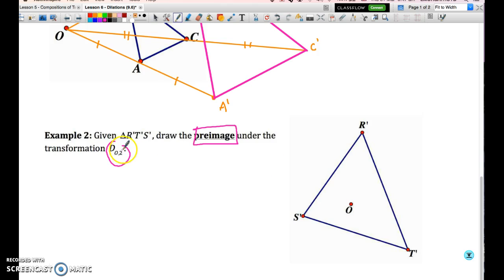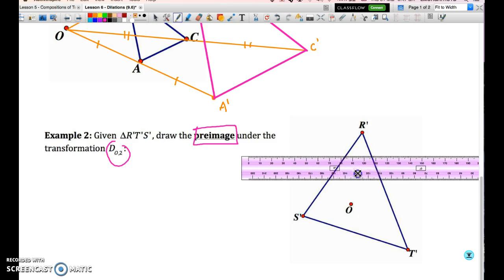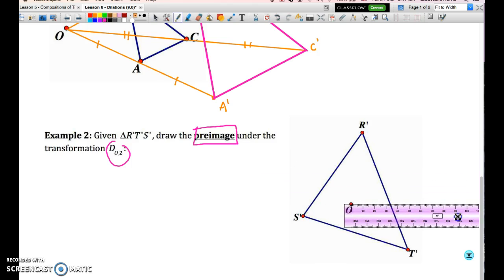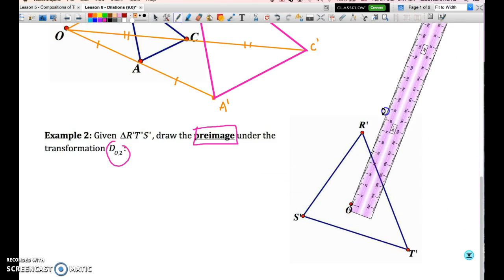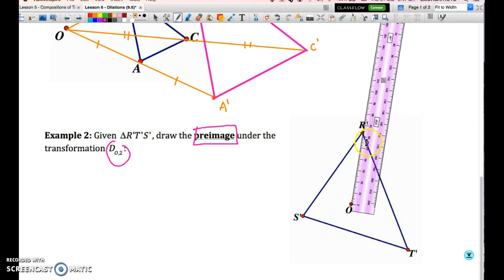If we want to know where the original triangle was, what we're going to do is reverse that process. So I'm going to get my ruler again. This time I'm going to be measuring once again from the center to the image. And so we're going from 0 to, let's say, 6.4. There'll be a little bit of leeway for accuracy here. So 0 to 6.4 is the distance to get to the image.